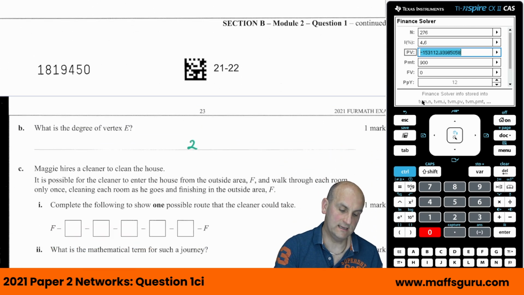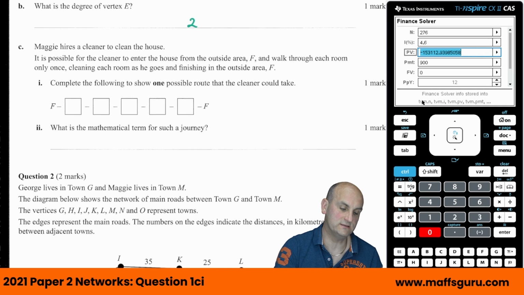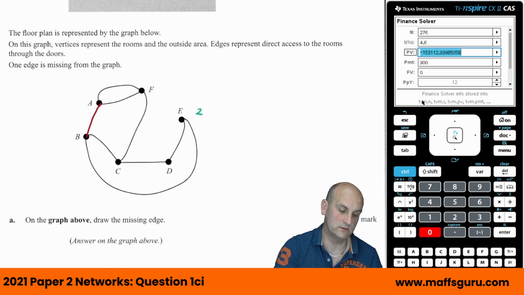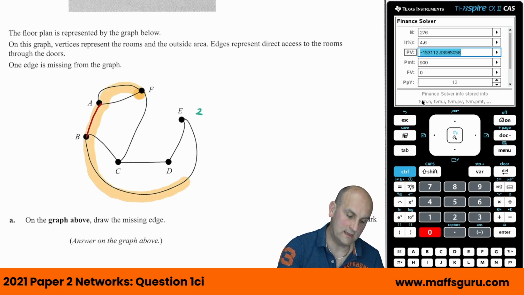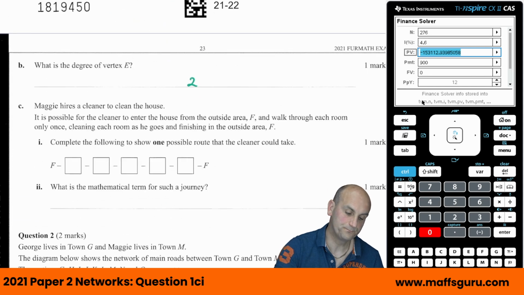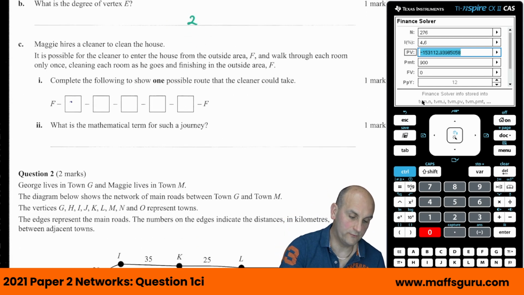Maggie hires a cleaner to clean the house. It's possible for the cleaner to enter the house from the outside area F, walk through each room only once, and finish at F. So when I did that, I was looking at what she did. She came into F, A, B, E, D, C, and then F. So F to A, B, E, D, C, and F.